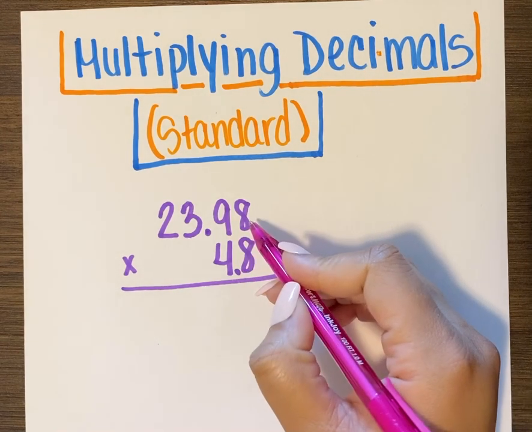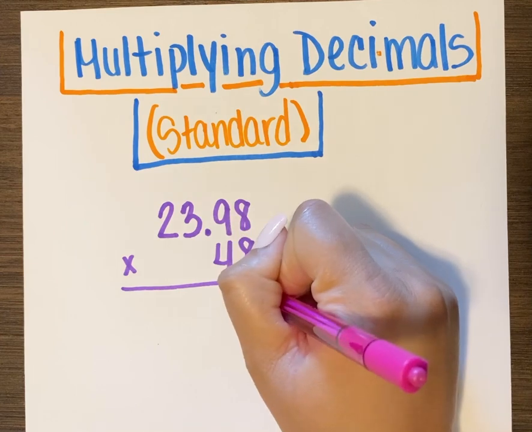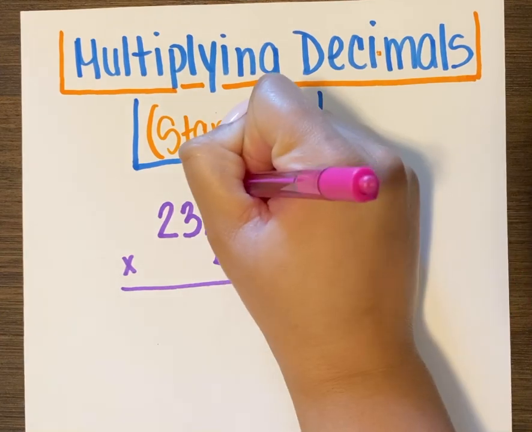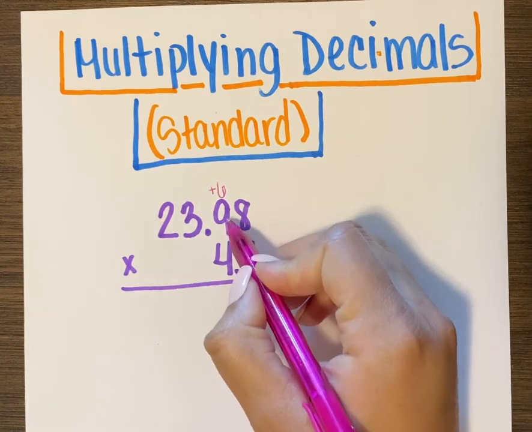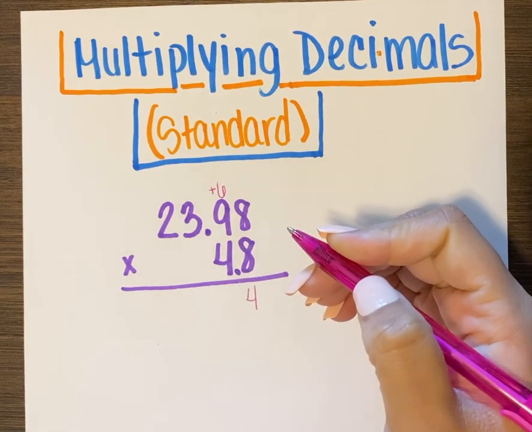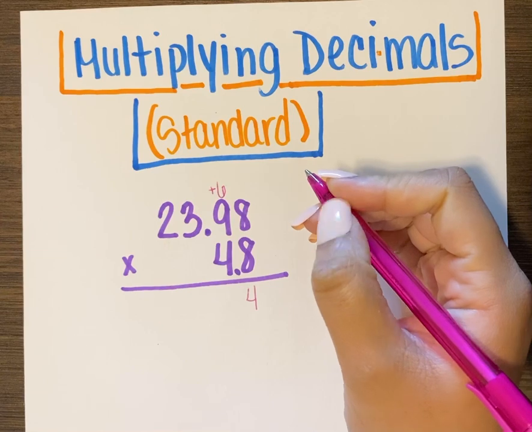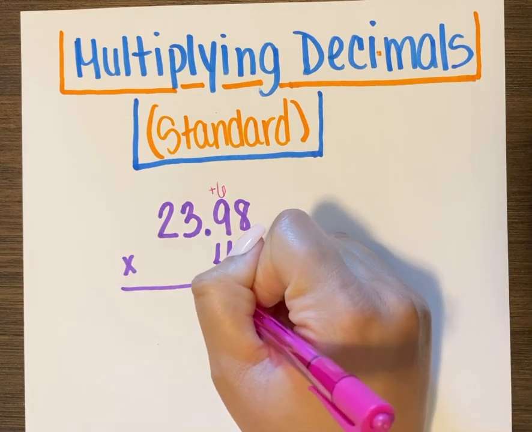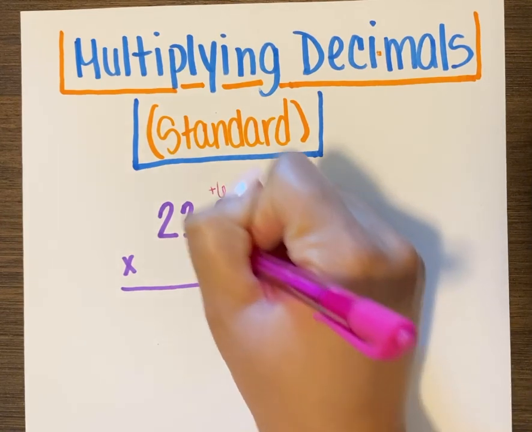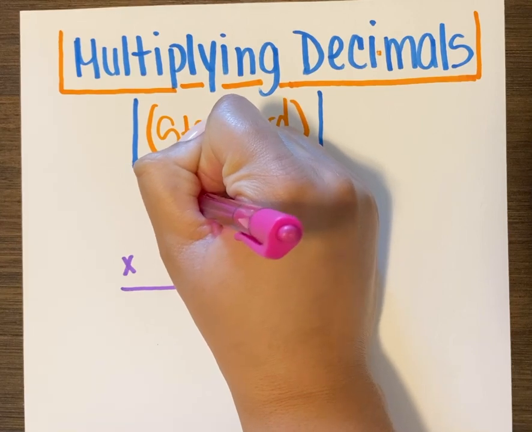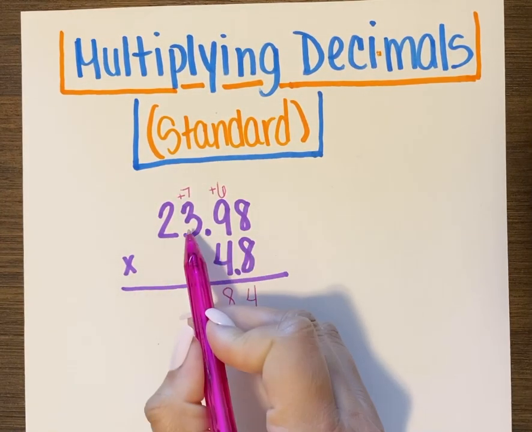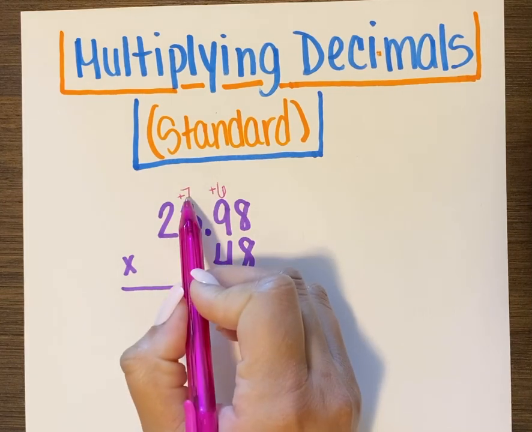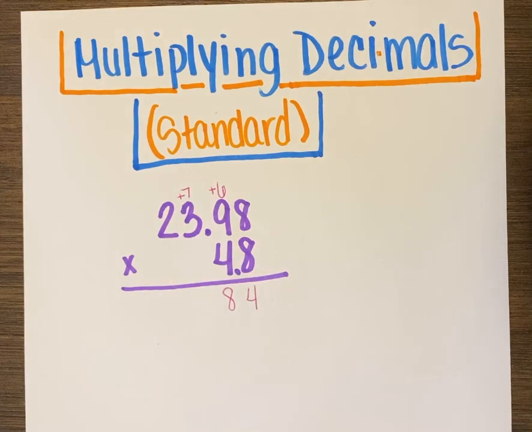First, we have 8 times 8, that's 64. We're going to bring the 6 up here, regrouping. Then we have 8 times 9, that's 72. 72 plus 6, that's 78. And I carry my 7. 8 times 3 is 24. 24 plus 7 is 31.